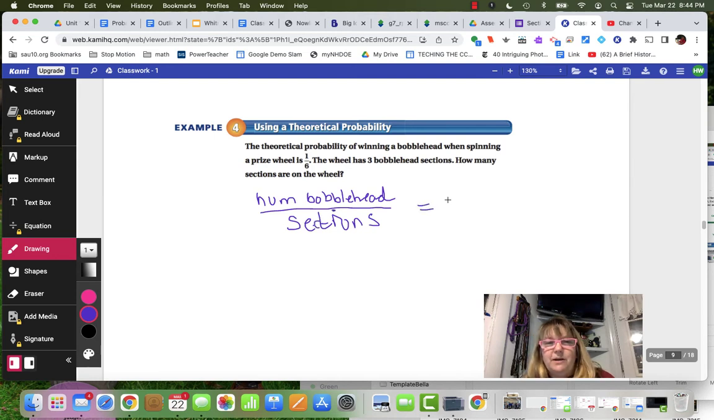Okay. So we know that the probability is 1/6. So we want to know that if it's 1/6, and we know that the wheel has 3 bobblehead sections, what is the total number of total sections? Well, if I multiply 1 by 3, I get 3. If I multiply 6 by 3, I would get x is equal to 18. So I know that my total number of sections would be 18.